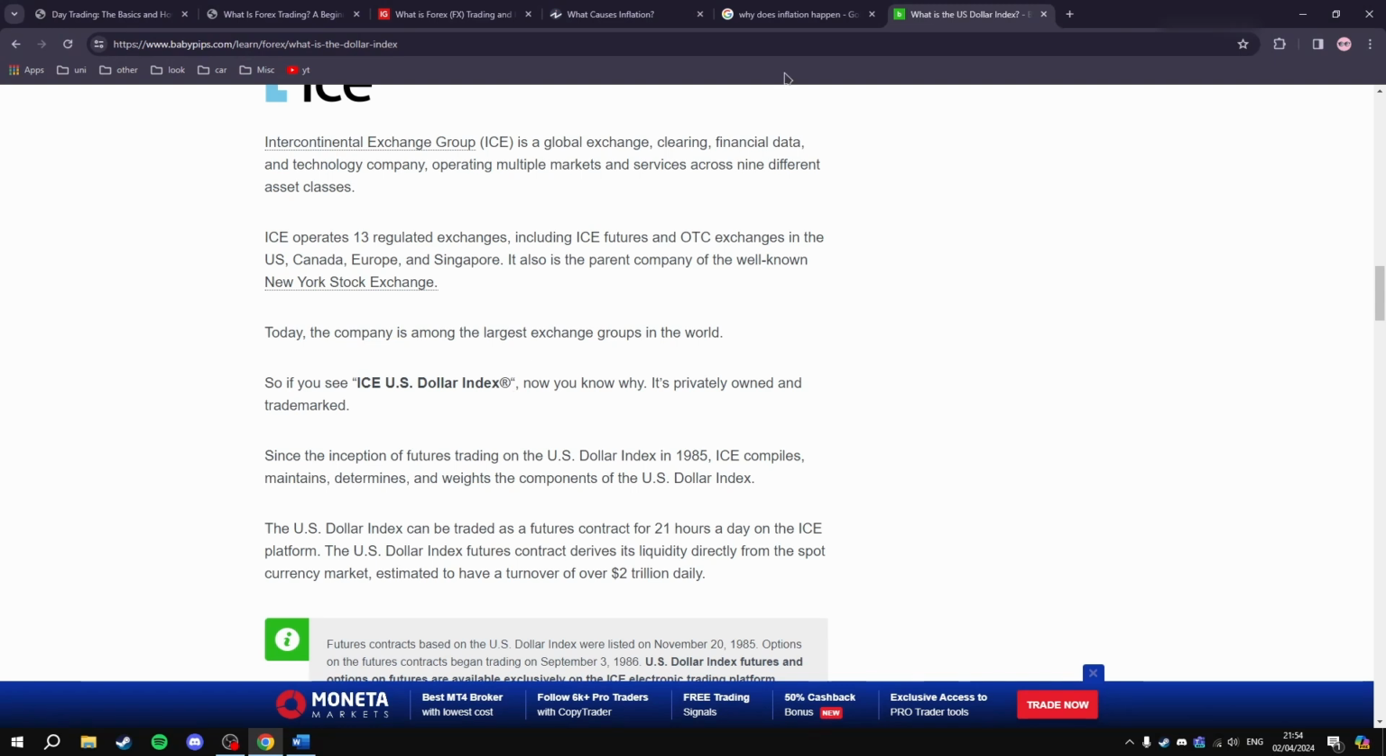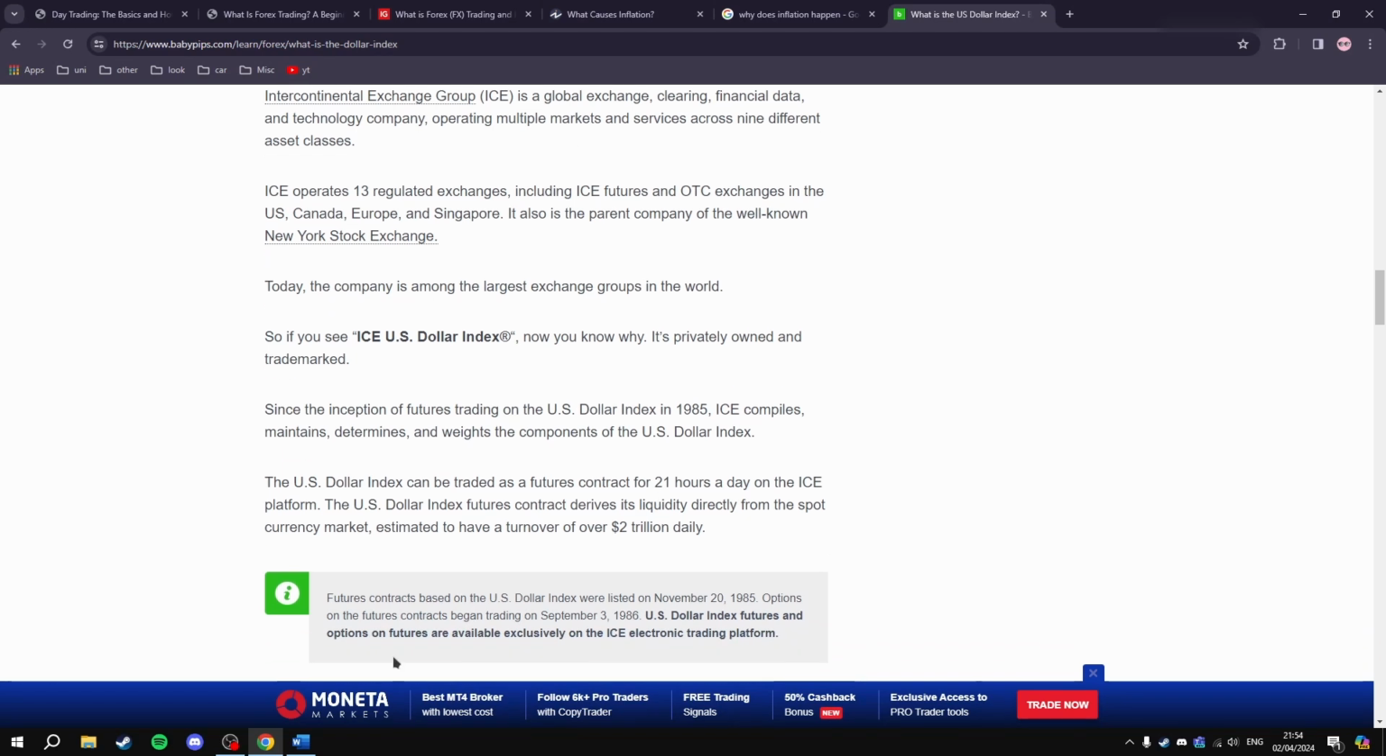Today the company is among the largest exchange groups in the world. So if you see ICE US Dollar Index, now you know why. It's privately owned and trademarked. Since the inception of futures trading on the US Dollar Index in 1985, ICE compiles, maintains, determines and weighs the components of the US Dollar Index.